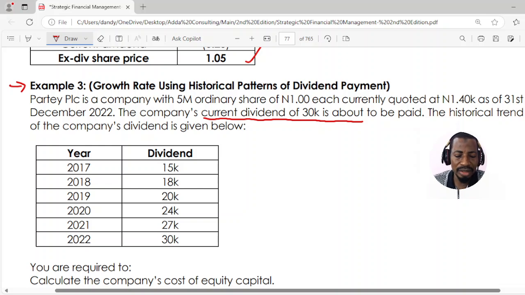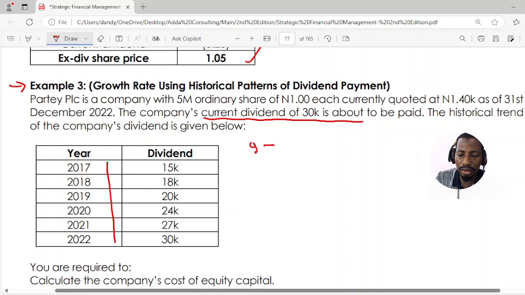So the examiner did not tell me that the dividend will grow. However, because the examiner has given me the history of dividend paid from 2017 to 2022, in that case, I need to calculate the growth rate because I've been given the history of dividend paid year on year.